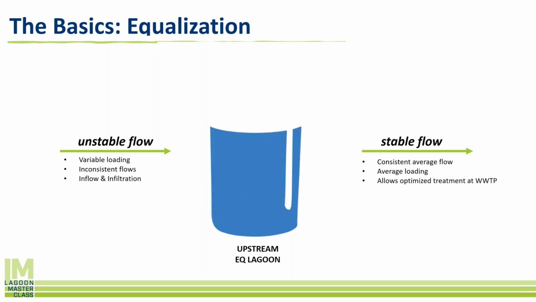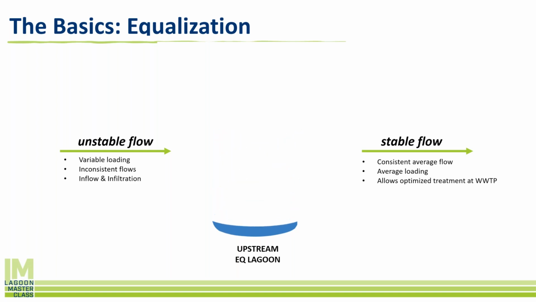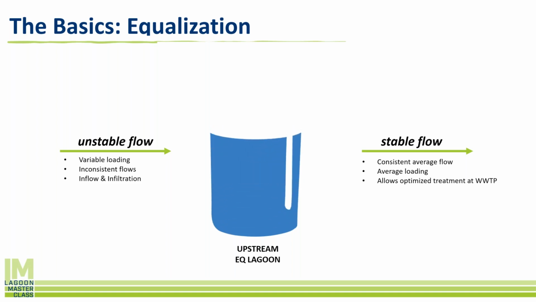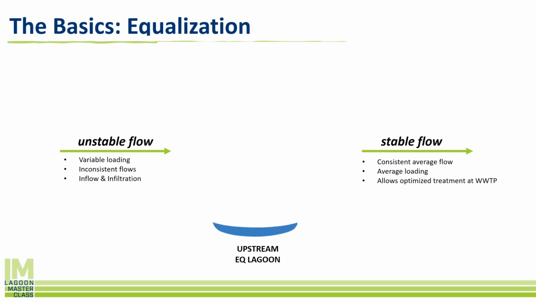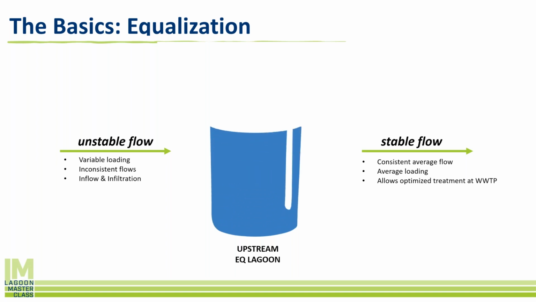And by the same token, they can't adapt and react to really inconsistent flows. If we are getting 200,000 gallons a day one day and 20,000 gallons a day another day, the bacteria can't grow and adapt to be optimized to treat at that flow and loading level. So what we do is we design an EQ lagoon. And this EQ lagoon is the first lagoon in a wastewater treatment process.